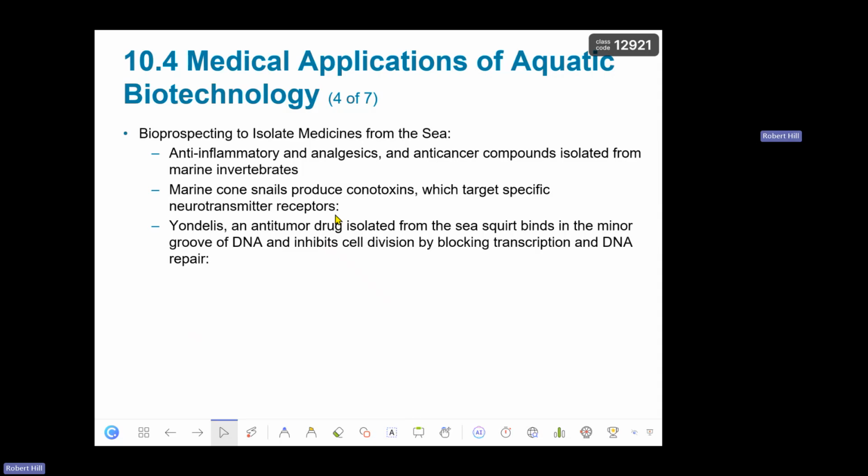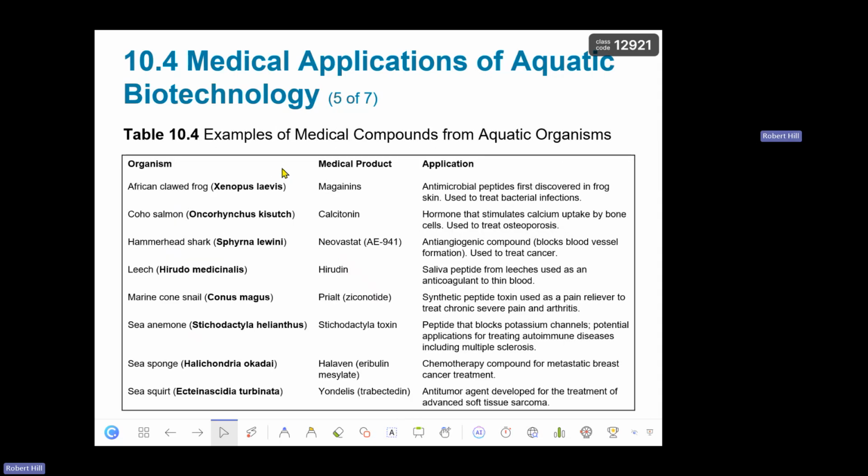A good success: prialt, derived from cone snail venom, treats chronic pain. Another one, Yondelis, is extracted from sea squirts. It fights soft tissue cancers. It's been in trials for other cancers as well.